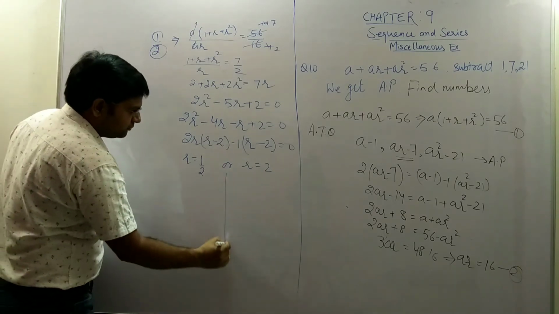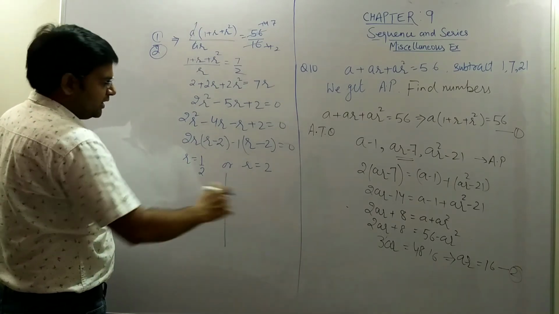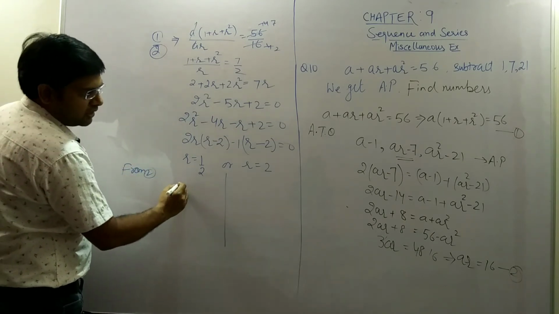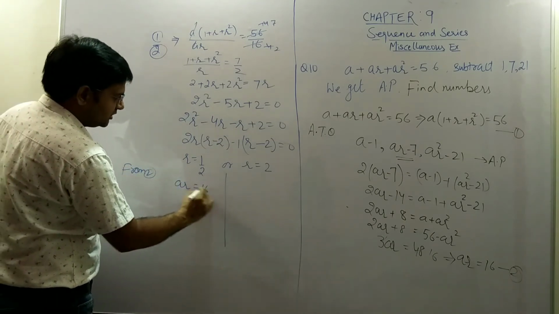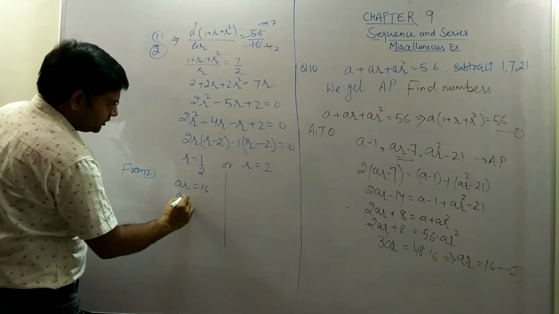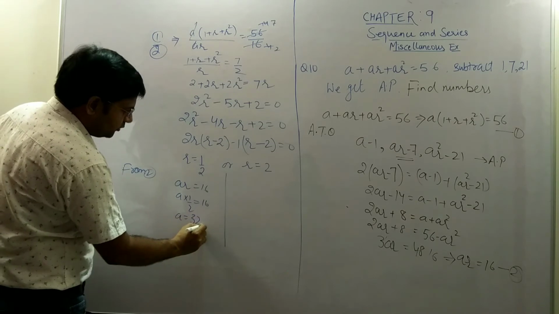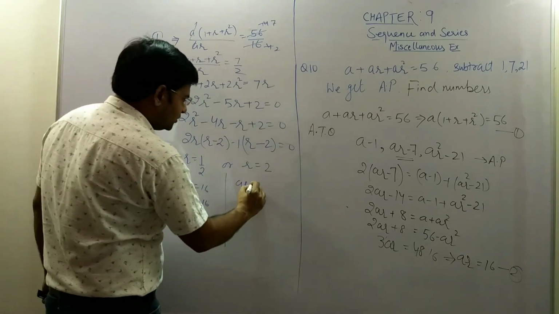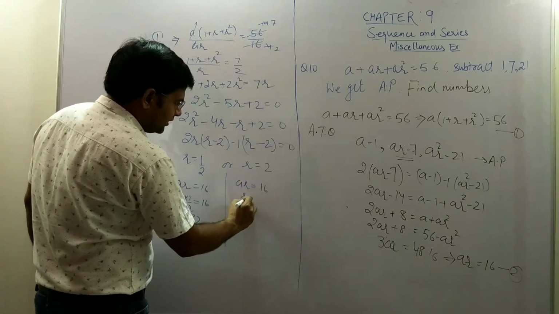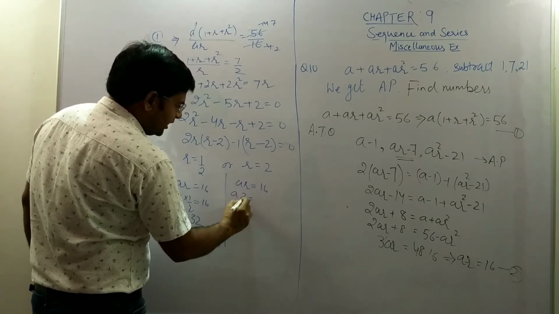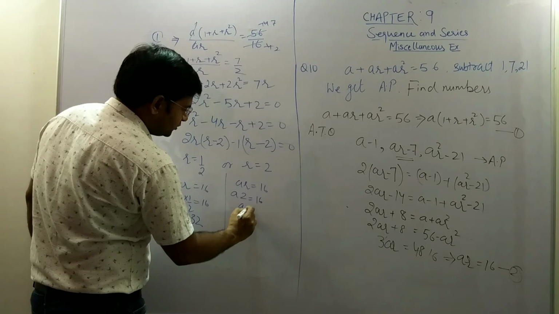Now you see, if r equal to 1 by 2 we take, then from equation 2, ar equal to 16, r value you put, this is 1 by 2 equal to 16, so a is going to be 32. And if you take ar equal to 16 here, then r is 2, this is a, and this 16, so a is going to be 8.